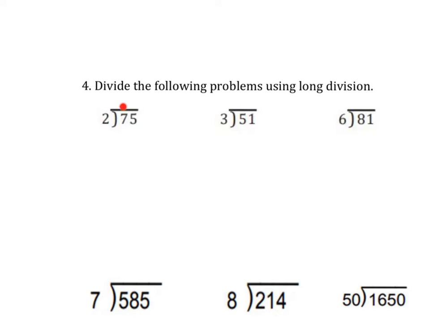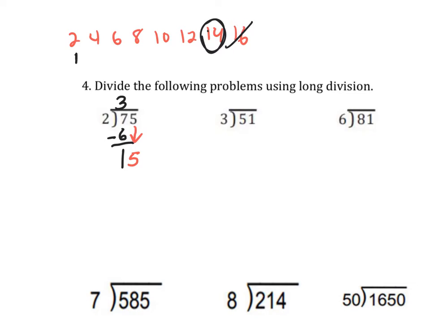Let's go. 2 goes into 7 how many times? 3 times 2 is 6. Subtract. 7 minus 6 is 1. Drop down the 5. 2 goes into 15 how many times? Skip count by 2. 2, 4, 6, 8, 10, 12, 14, 16. Well, 16 is too far, so it's got to be 14. So 2 times 7 is 14. Then we subtract 14 from 15, we get 1. In this case, we'll have a remainder of 1. So 37, remainder 1.